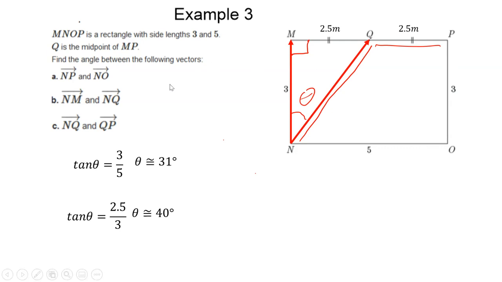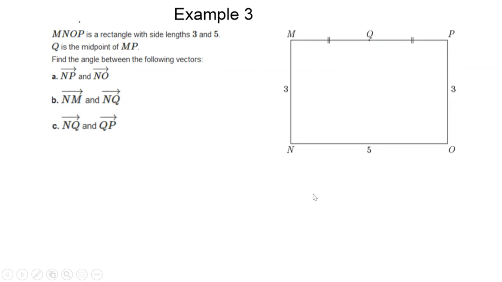That was the case for all the others that we did. But this question says find the angle between the two vectors. So if we take this as being NQ and this as being QP, then the angle between them is not the angle that we have right here. That's not the case.